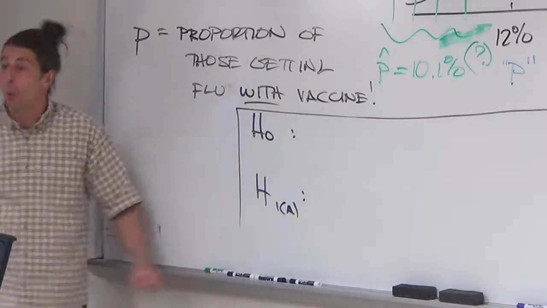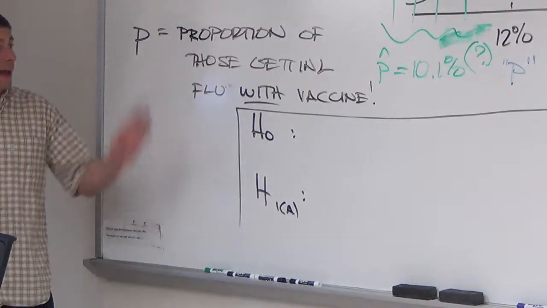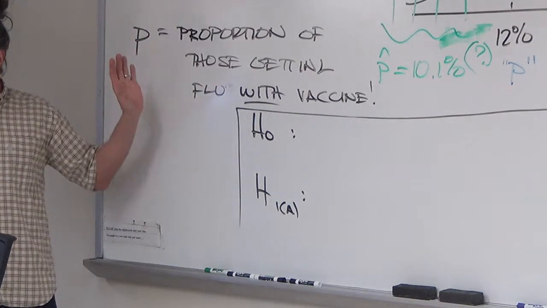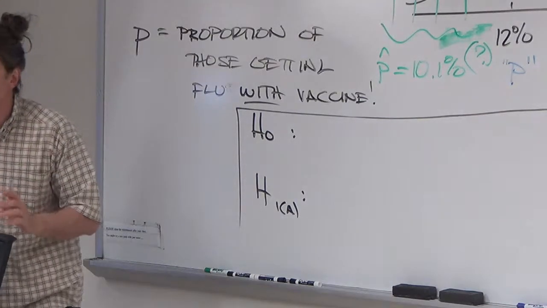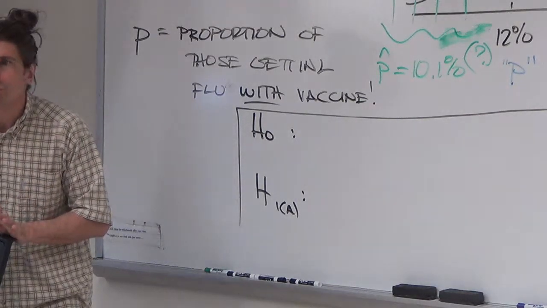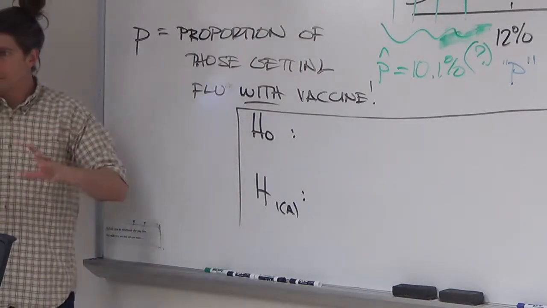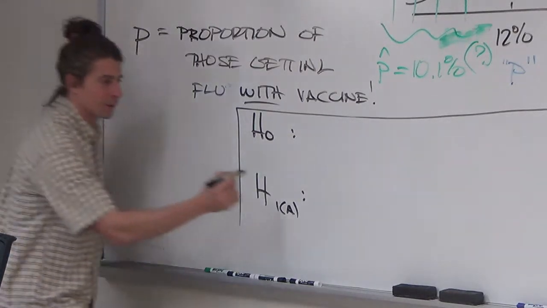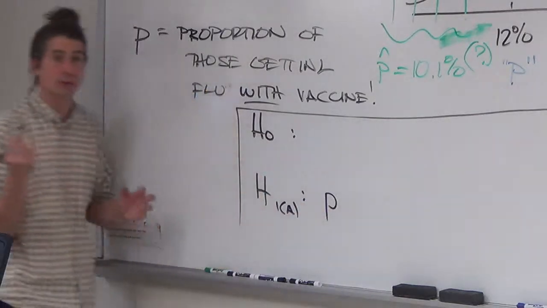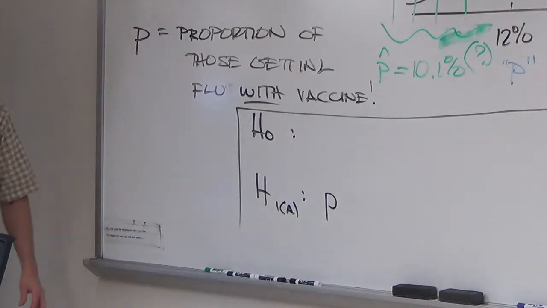That the new vaccine works. Beautiful. That in words, that the new vaccine is working. I.e., how do we define working again? Lowers flu rate, yes? Let's put that into symbols. I'm going to put the letter P, which is the proportion of those getting sick on the vaccine. We want to show that that lowers the flu rate.